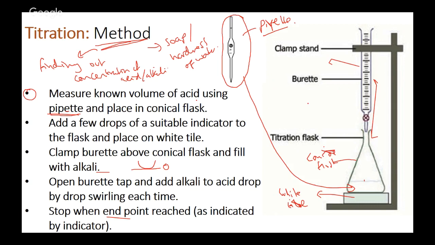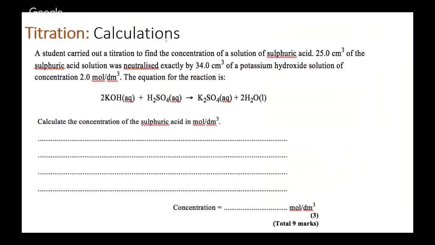This is for higher tier again, so if you are doing foundation, feel free to skip on to the next bit. But the next thing we're going to cover is titration calculations. So this is one example I'll go through with you, then there's one question afterwards for you to do. So this is higher tier. Once you've done a titration like we've just discussed, you might need to use that to work out the concentration.